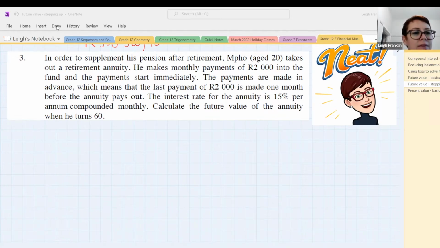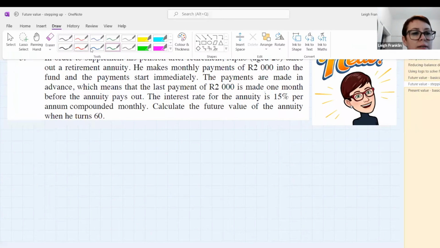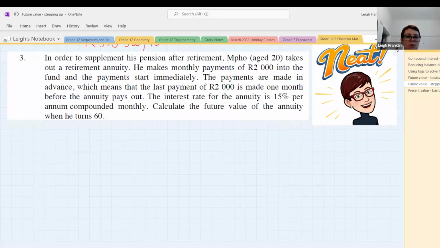What's happening here, and this is where timelines are such an awesome thing to help us understand these problems, is remember when we say the payments start immediately, the words payments start immediately don't necessarily mean that there's an extra payment. Payments start immediately means there's a payment at T0. So here at T0, he has made a payment of 2,000 Rand. And at T1 and at T2, he continues to make these payments.